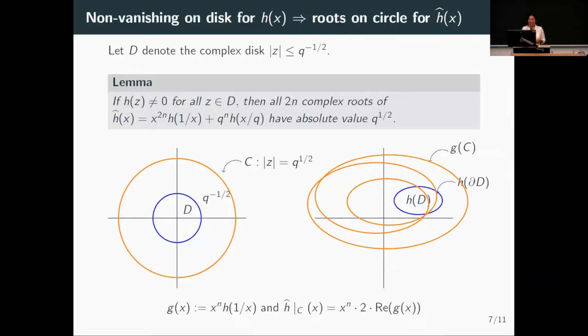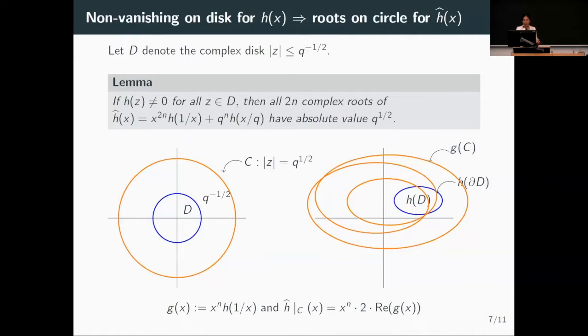And the lemma says that if my h does not vanish for any complex value inside my small blue disk, then when I do this h hat operation, all of it is a degree 2n polynomial where all of its roots will exactly have an absolute value square root of q. Now here's the argument. My small blue disk D, after I map it by h, as you can see, because h does not vanish, it maps somewhere that does not intersect or include the origin. So the winding number of h of D is 0, right?